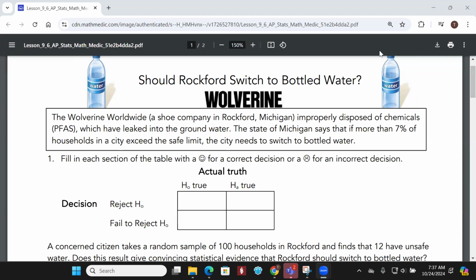The Wolverine Worldwide, a shoe company in Rockford, Michigan, improperly disposed of chemicals which have leaked into the groundwater. I don't know why I'm laughing. This is not funny. The state of Michigan says that if more than 7% of the households in the city exceeded the safe limit, the city needs to switch to bottled water.